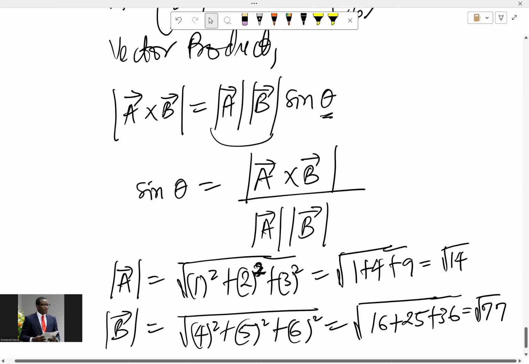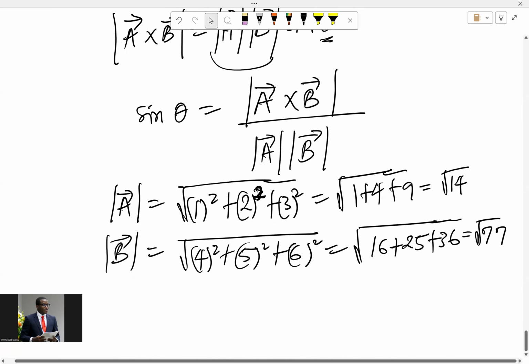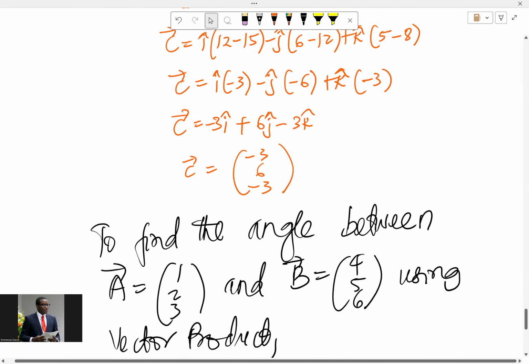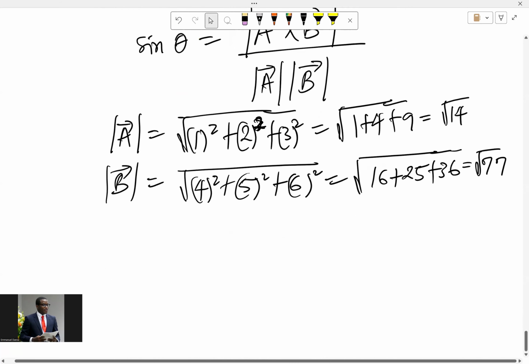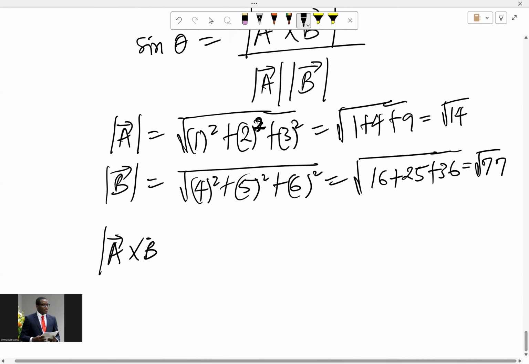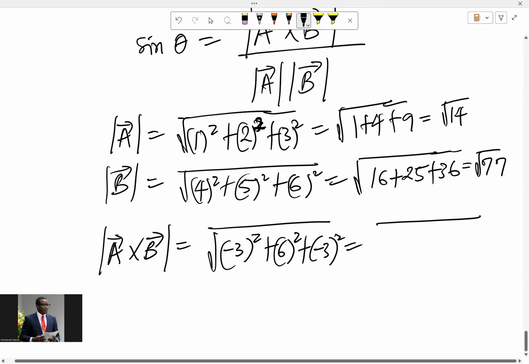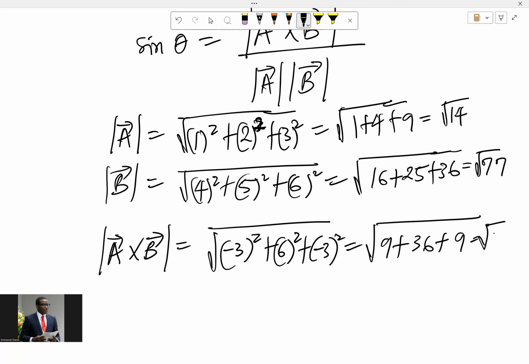And then in this case, we also need the magnitude of A cross B. And don't forget, A cross B is minus 3, 6, minus 3. So the magnitude of A cross B is the square root of minus 3 squared plus 6 squared plus minus 3 squared. So that is the square root of 9 plus 36 plus 9. Minus 3 squared is 9, 6 squared is 36, minus 3 squared again is 9. So 9 plus 36 is 45, 45 plus 9 is 54.